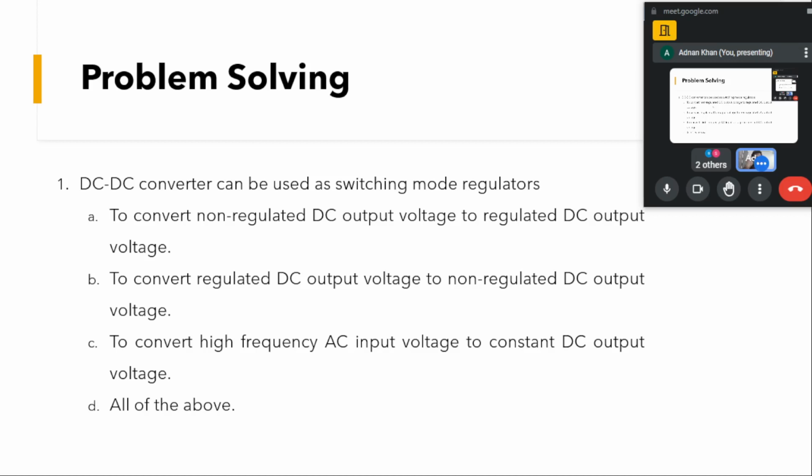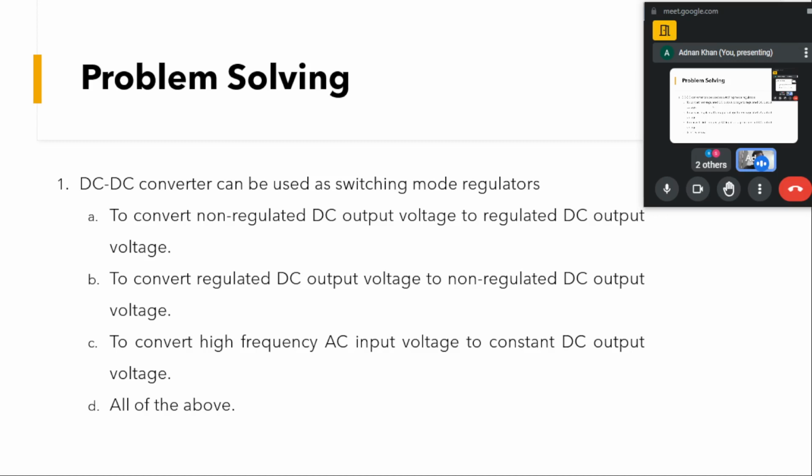So this was a brief overview of what was taught this week. Now we'll go through some problems related to these concepts, what was taught up till now. The first question is: a DC-DC converter can be used as a switching mode regulator. You have to guess which of these is correct. First is to convert a non-regulated DC input voltage to a regulated DC output voltage.